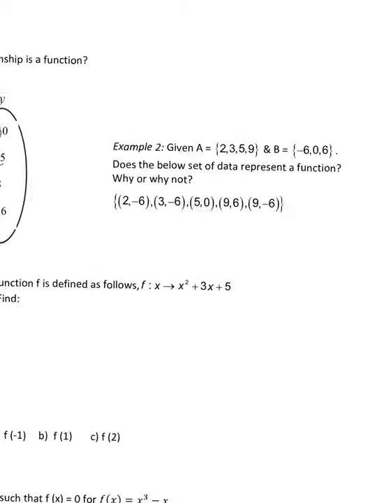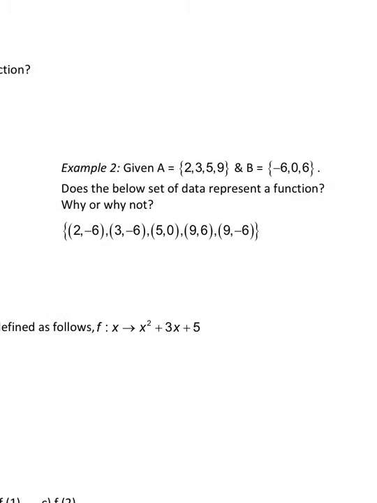Over here, this is set notation. These curly brackets are the mathematical notation for a set of data. It could be points, it could be names, it could be coordinates. In this case, set A is the data 2, 3, 5, 9. B is negative 6, 0, 6. And this is now a set of coordinates. We want to see if A is our input and B is our output.